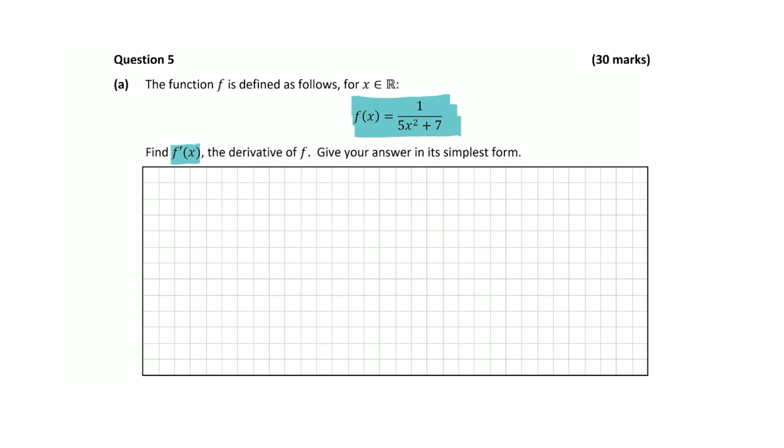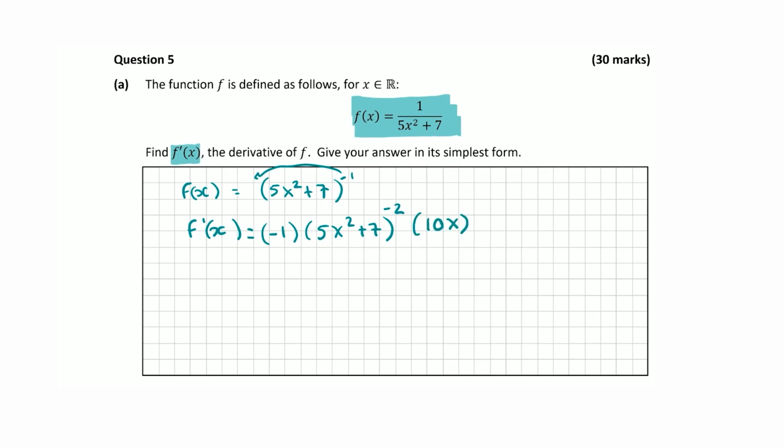So whenever I'm given a fraction like this, I always find that it's easiest to rewrite it as follows. So f of x is equal to 5x squared plus 7 to the power of minus 1. Okay, so that's the same as saying 1 over 5x squared plus 7. So now let's find the derivative of it. So we're going to use the chain rule, okay? So I'm going to be left with f dash of x is equal to, bring this down here, so we have minus 1, 5x squared plus 7 to the power of minus 2 because we reduced the power by 1, and we multiply that by 10x.